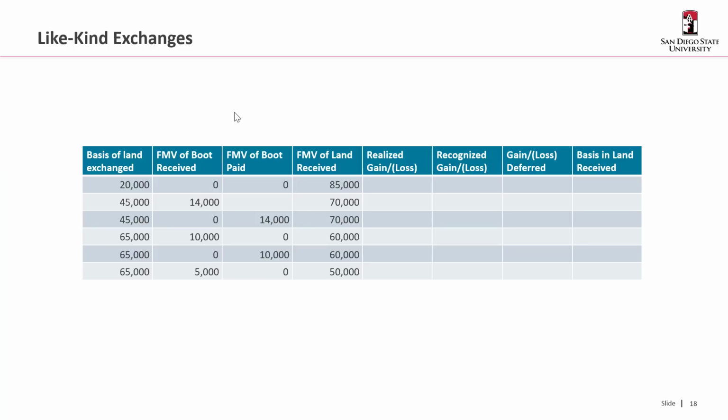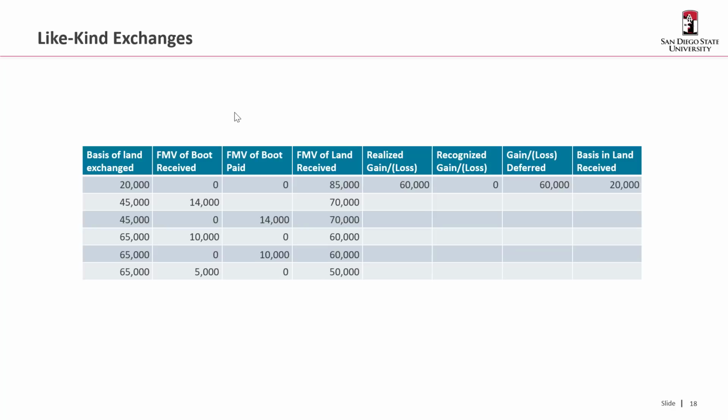85,000 of land. Okay, so if we were to calculate the realized gain or loss, we'd say, well, what is the amount realized? Well, that's everything you receive. So in this case, 85,000 minus your adjusted basis of 20,000. So your realized gain is 65,000. Your recognized gain is 0. All of your gain, which should be 65,000, is deferred. Therefore, the basis you have in the land you received is simply carryover basis, or 20,000.